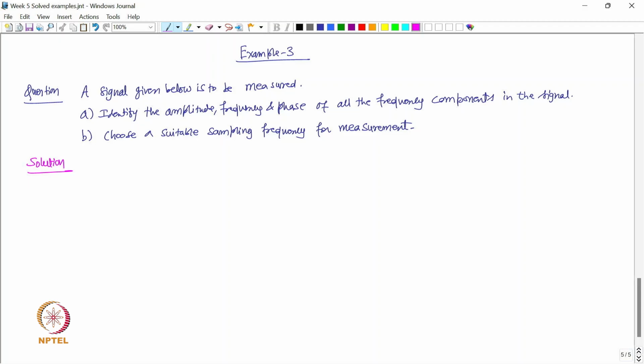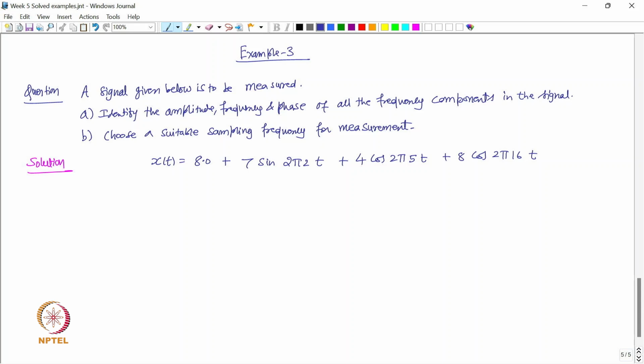Right. So, let me write the signal which is given to us. X of t is equal to 8.0 plus 7 sine 2 pi 2 t plus 4 cos 2 pi 5 t plus 8 cos 2 pi 16 t. So, this is the signal given in the problem.